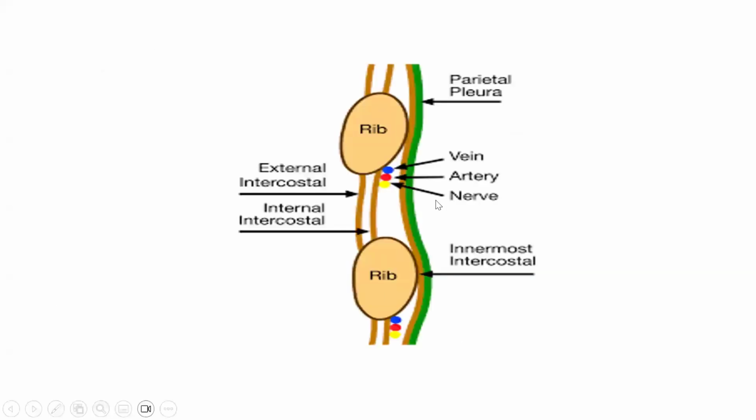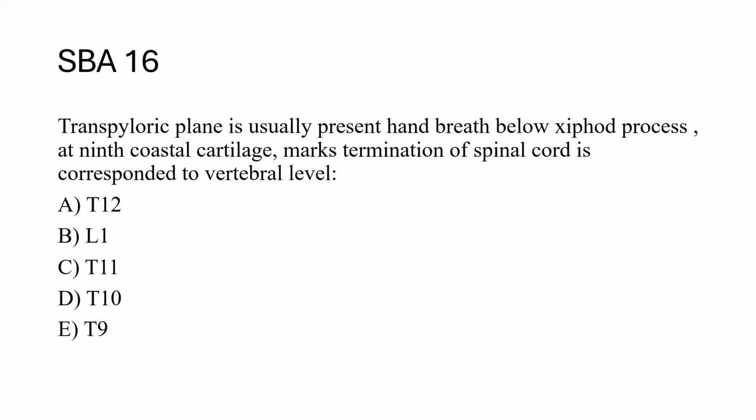Here is the diagram. You see here the vein, artery, and nerve. This is the neurovascular bundle here. So we have to go over the rib.